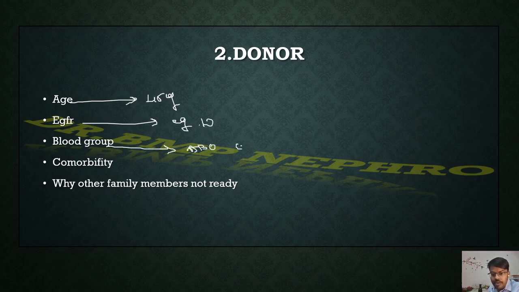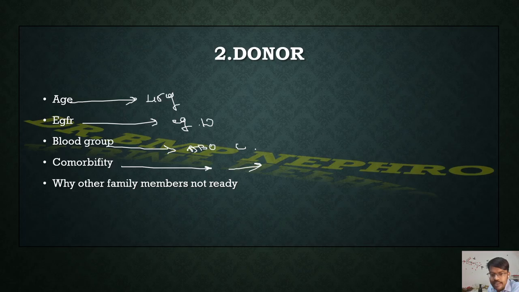Blood group, ABO compatible or incompatible. What comorbidity does he have? For example, if the patient has diabetes without end organ dysfunction, then the patient is fit to donate. If he is obese, he might have to reduce weight to donate. There might be some other comorbidity, which might or might not be associated.